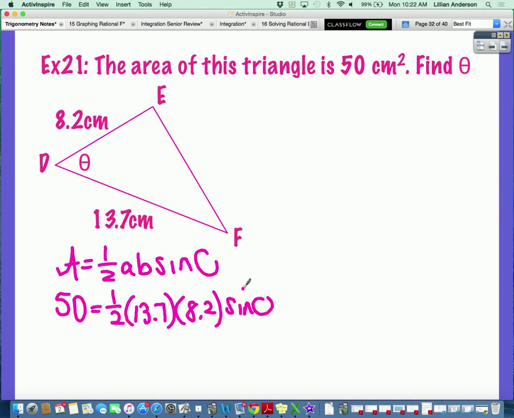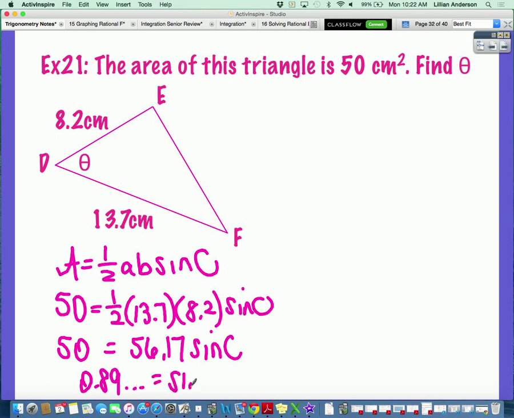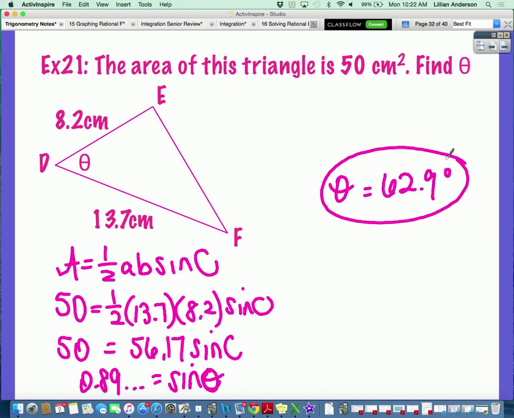So then to find your angle, you're going to take half of 13.7 times 8.2 to get 56.17, and that is the decimal, not rounded or anything like that. You're going to divide 50 by that number to get about 0.89 and some change. And then to find the angle you're looking for, your theta, you're going to take the inverse of sine, and you'll find that theta is 62.9 degrees. And you can always check that by plugging back in.